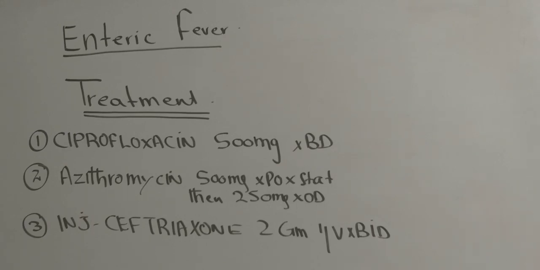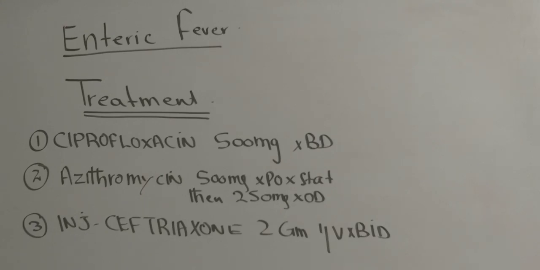If the patient is allergic to quinolones, or especially if there is resistance to the quinolones in some parts of the world, especially the subcontinent and Africa, where people are resistant to ciprofloxacin, then we have two options. One is azithromycin, which is a macrolide. We can give 500 milligram per oral stat, and then 250 milligram once a day. The number of days depends on how severe the problem is. That can go roughly 7 to 14 days.